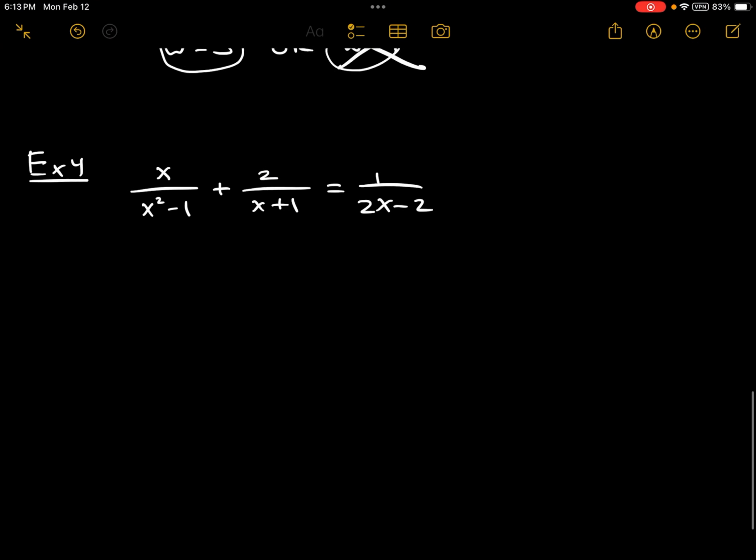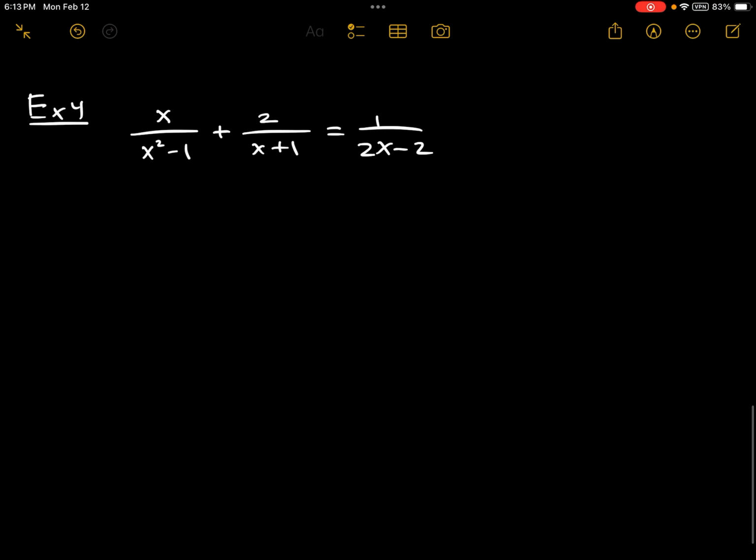All right, so let's continue on here with example 4. And let's start with finding the EVs. Let's set these denominators not equal to 0. If you solve this one right here and take the square root of both sides, x cannot equal 1. That's for this first denominator, x squared minus 1.